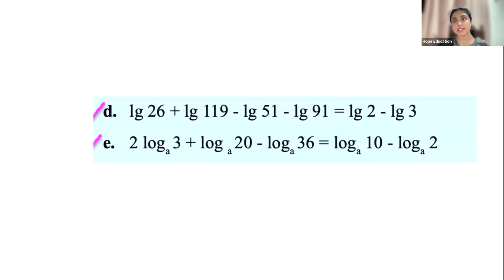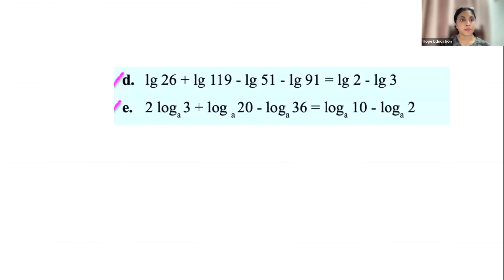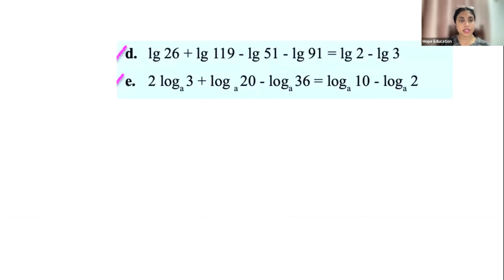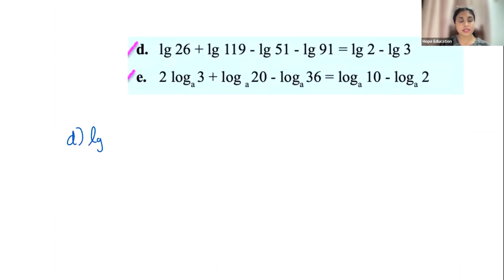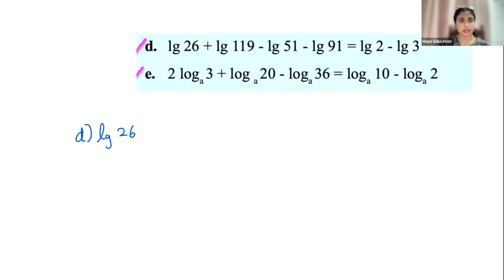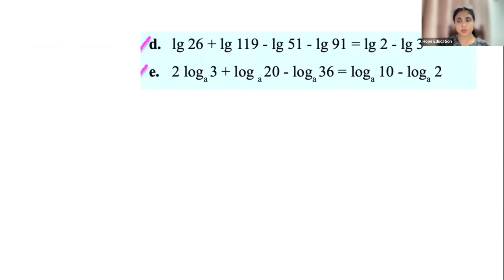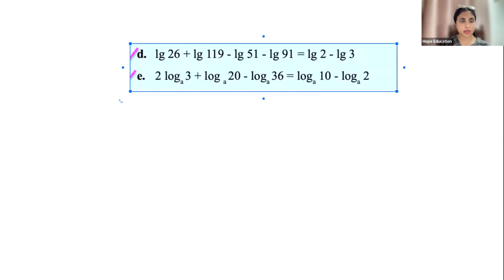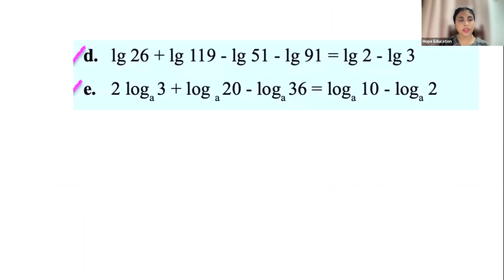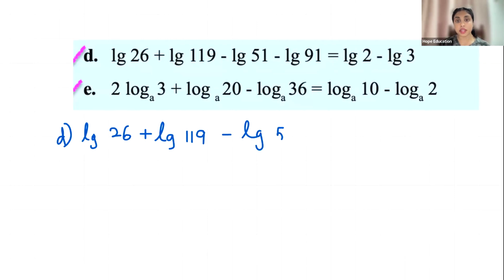Verify: left hand side should be equal to the right hand side. So let's first discuss DE. Give me a second. Let me make this a bit smaller. Okay, D. LG 26 plus LG 119 minus LG 51 minus LG 91 equals LG 2 minus LG 3.